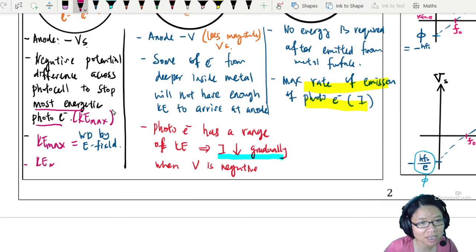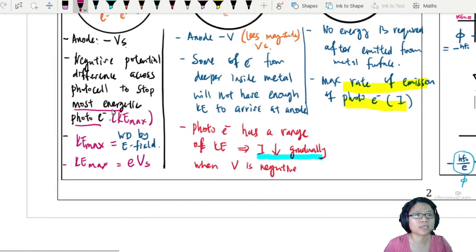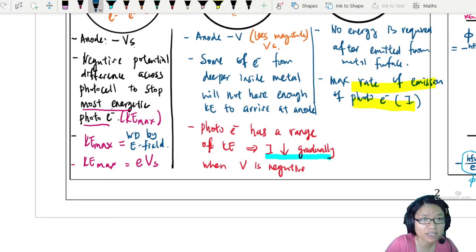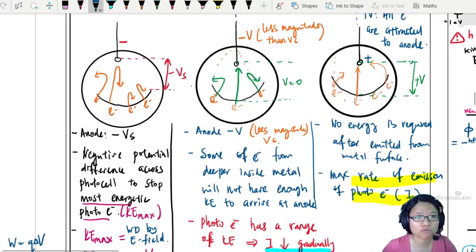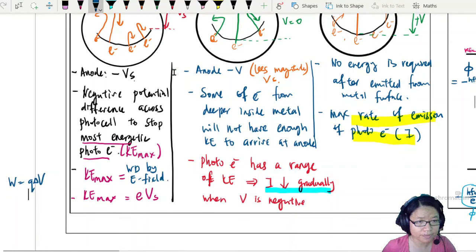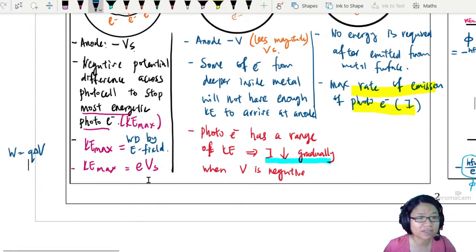So here your Ke max is equal to e Vs, because we are still accelerating an electron. Because work done, remember from your chapter 17, work done by charge is QV, or Q delta V. The delta V will be the potential difference between these two plates here, which will be Vs, and Q here will be the charge of the electron. So I'm just going to write eVs.